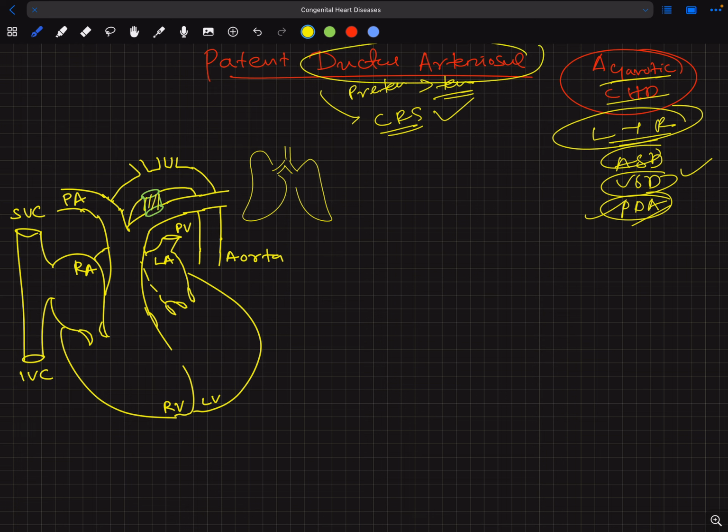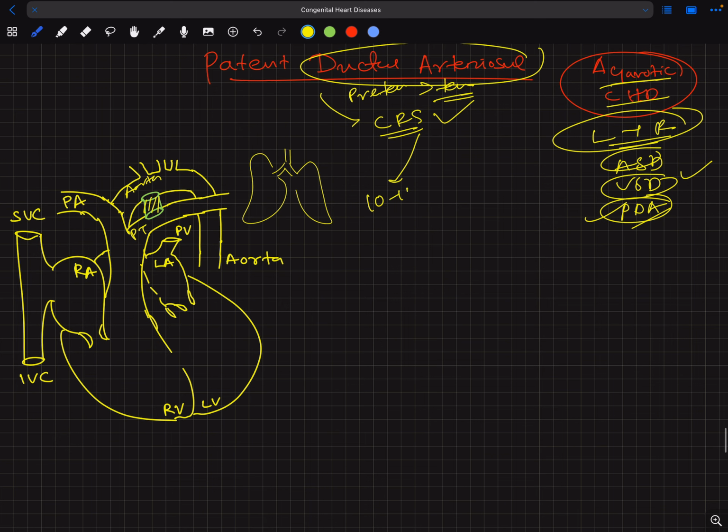It is present during fetal circulation and plays an important role in fetal circulation. The ductus arteriosus connects the aorta with the pulmonary trunk. After birth, it must close. The functional closure of the ductus arteriosus occurs 10 to 15 hours after birth, and the anatomical closure occurs by 21 days or 3 weeks.